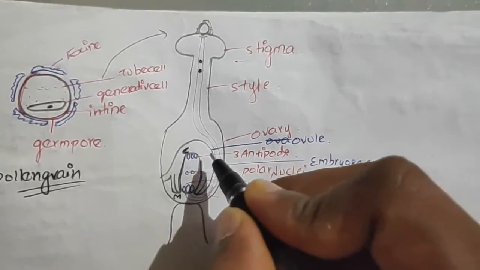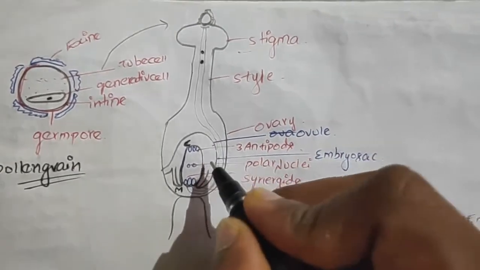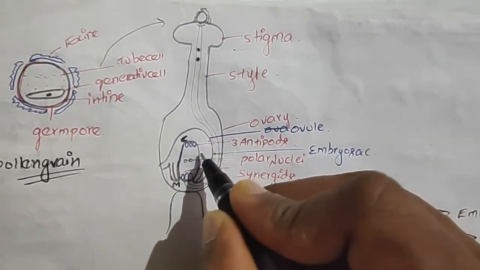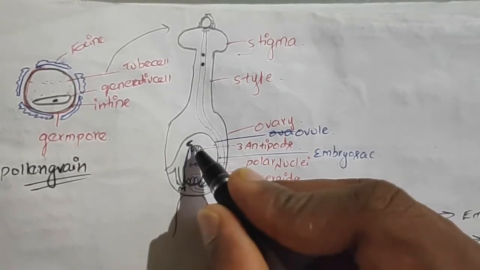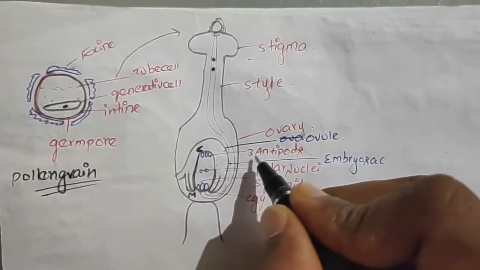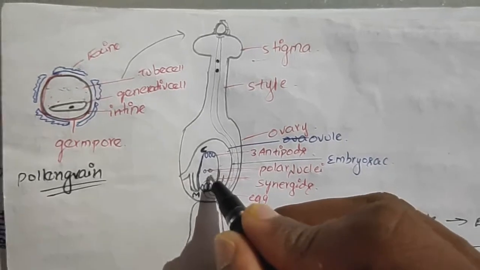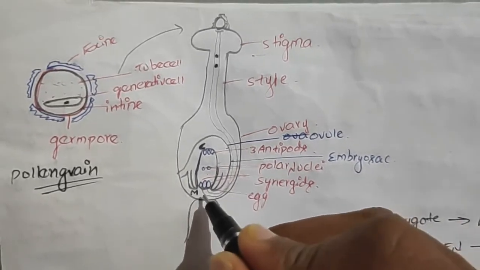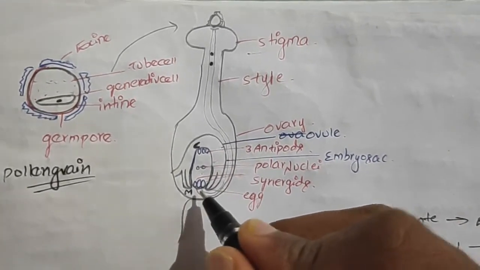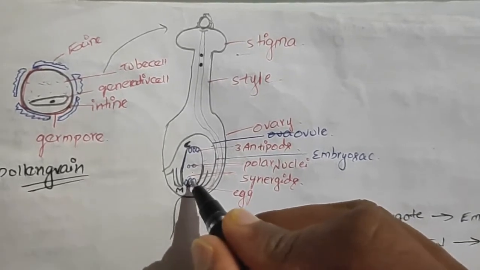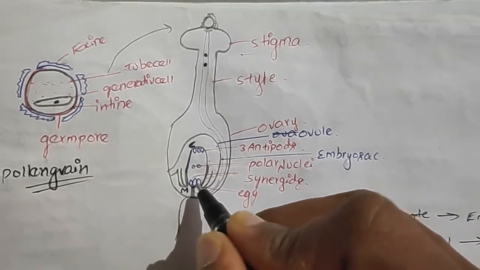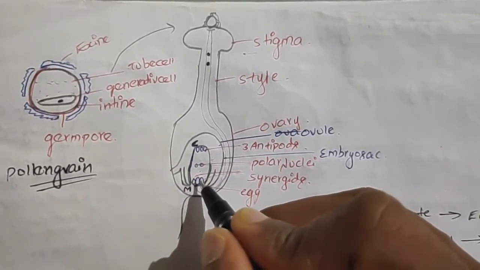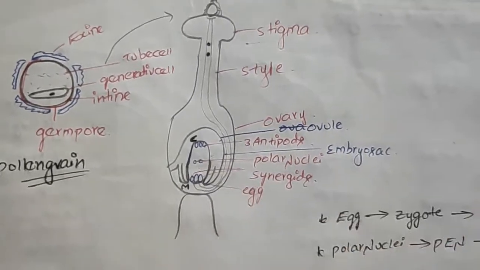Inside this ovary, the ovule is present. Inside this ovule, the embryo sac is present. In the embryo sac, towards the chalaza end, we will see three antipodal cells, and in the middle there are two polar nuclei. Towards the micropyle end, there is one large central cell known as the egg, and beside this egg there are two cells known as the synergids.